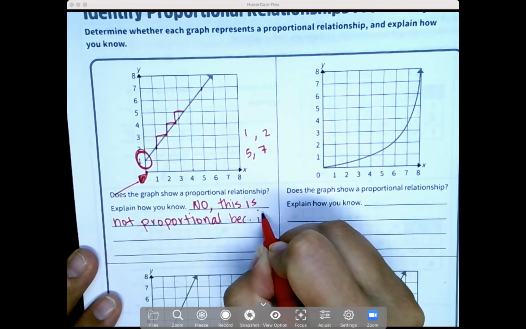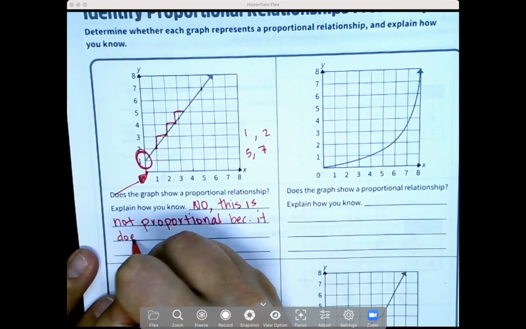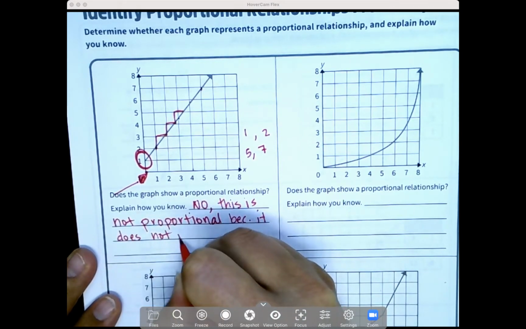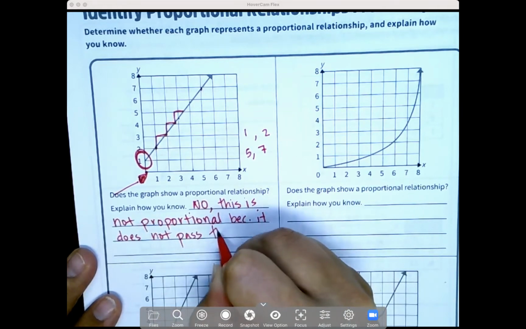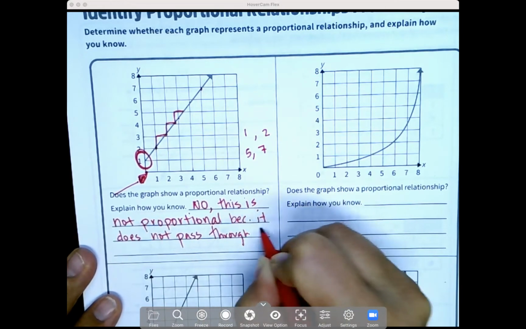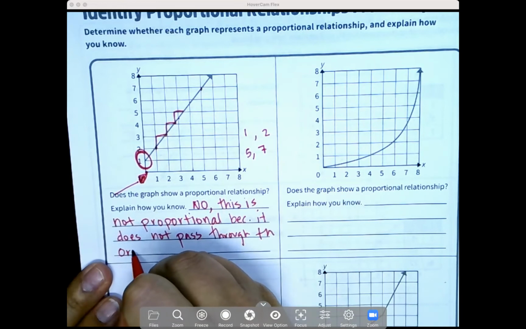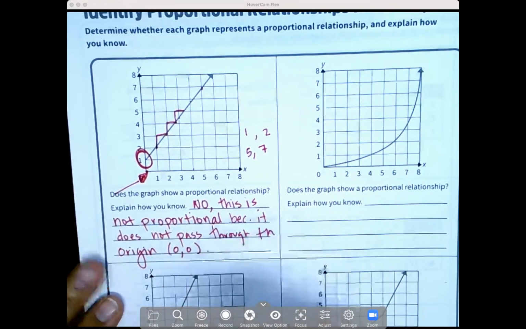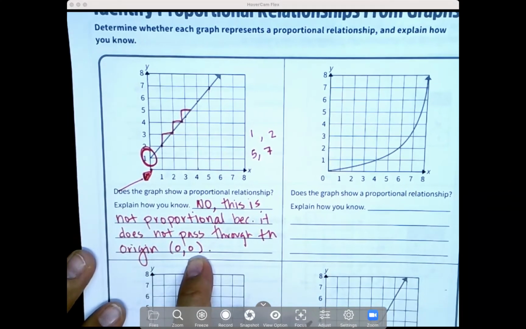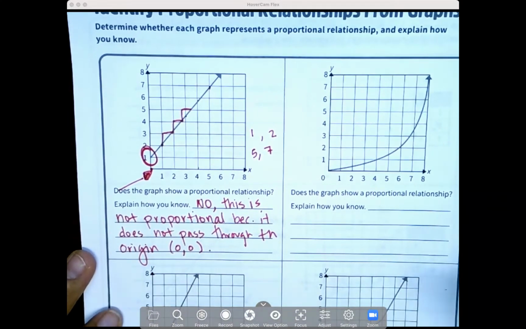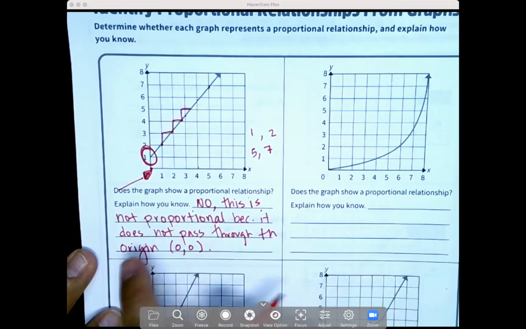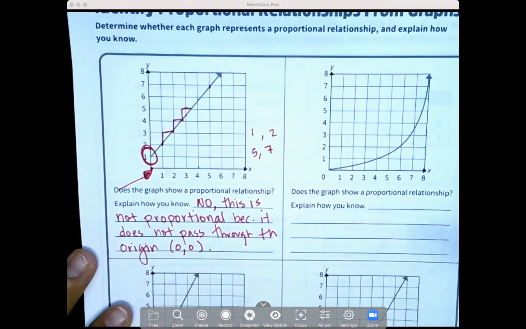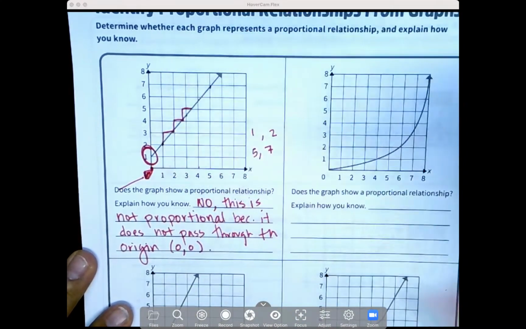Because it does not pass through the origin, (0, 0). And I would have them write the origin and the coordinate (0, 0), because I know they've been asked it both ways. And so they need to know that they're the same location. And so have them talk about that.